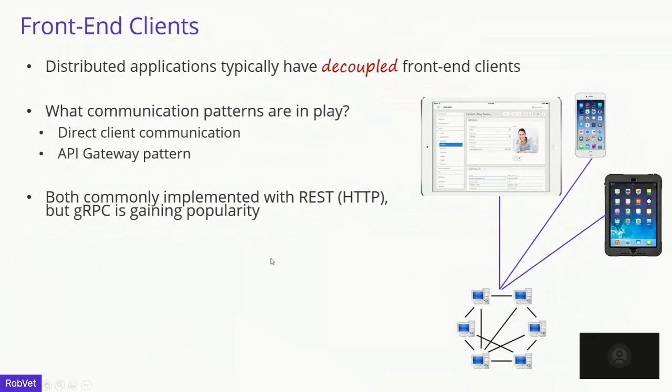We typically see two varieties. One is a direct client communication pattern, and the other is something called the API gateway. Both are commonly implemented with REST over HTTP, though what we're seeing is gRPC is gaining popularity as well. We'll talk about gRPC and show an example of that a little later. So again, these front-end clients typically are going to be talking to either the services directly or to this gateway component, typically using HTTP, or nowadays, and we'll see more and more, gRPC.